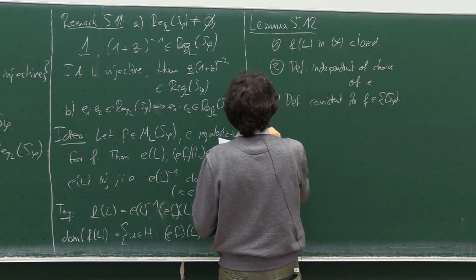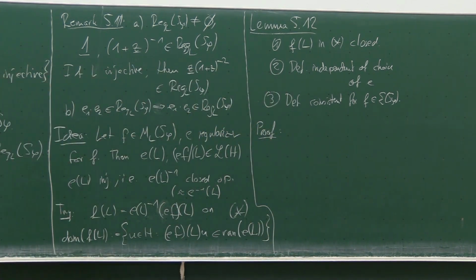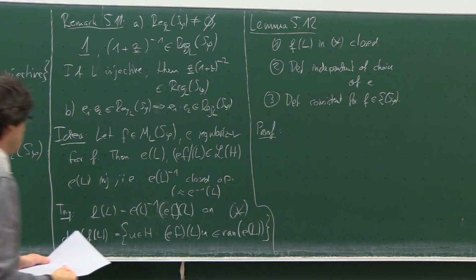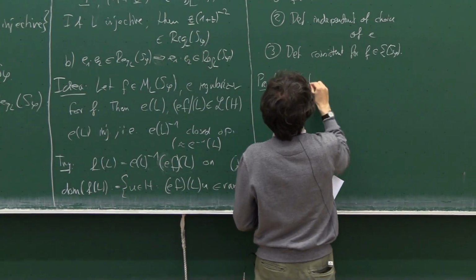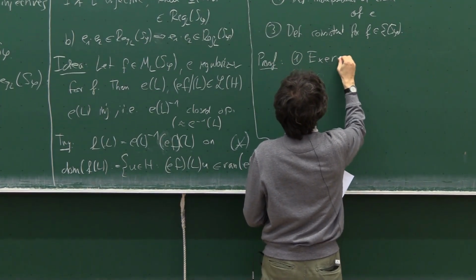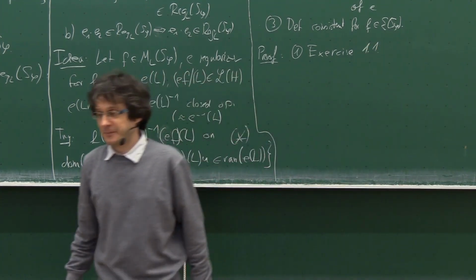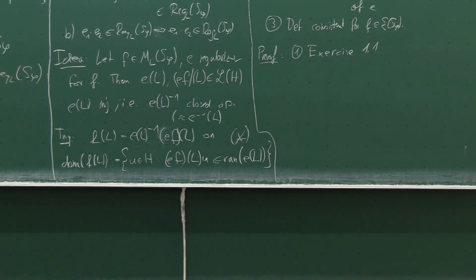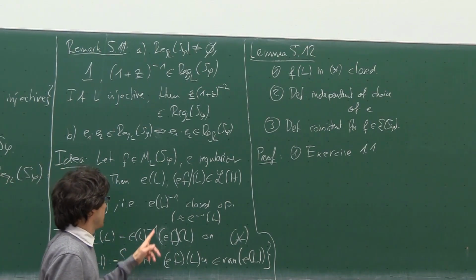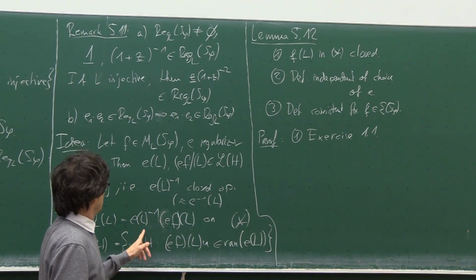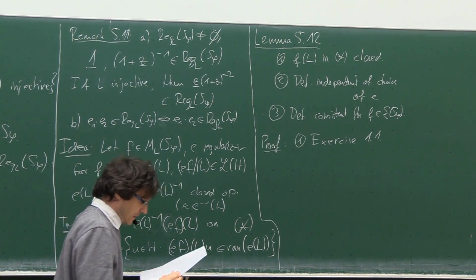Okay. So let's prove things, or let's prove at least some of the things, because the first part is already an exercise. This is something that was done in exercise 1.1, where it was shown that if you have something injective, then these inverses are closed operators.